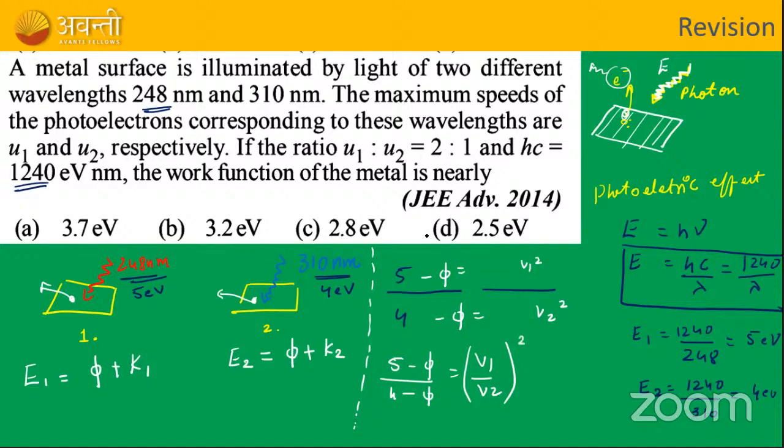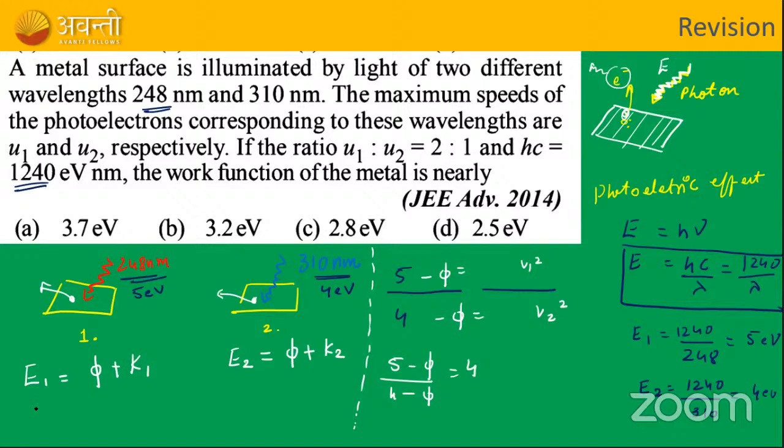And it is given that V1 by V2 is 2 is to 1. So 2 by 1 is 2, and 2 square is 4. So this whole equation can be written as 4. I believe we can solve this now.